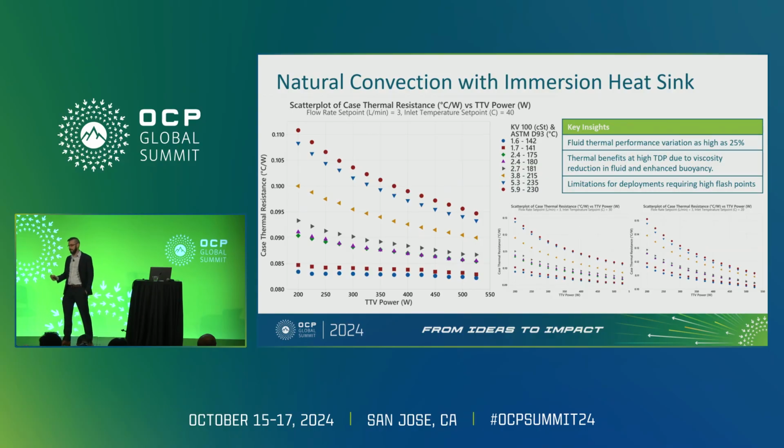Where this has an effect, though, like I said before, is in terms of regional deployments. Different regions of the globe are going to have different requirements in terms of the flash point of the fluid. That's necessarily going to impact the viscosity that you can use. And so we need to understand what is the differentiation in the thermal performance between these types of fluids so that we can adapt our systems appropriately.